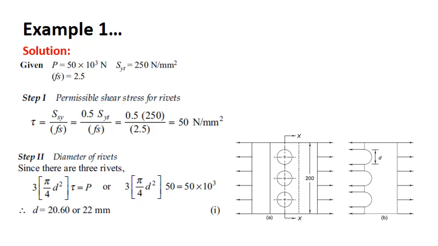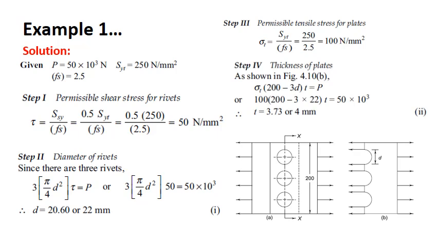Is it clear? Now we have to determine the thickness of the plate. So what is the permissible tensile stress? Yield stress by factor of safety, that is 100 Newton per millimeter square. So what is the effective cross-sectional area here? You just see here, effective cross-sectional area is not the thickness into 200, because we have rivets here, right?